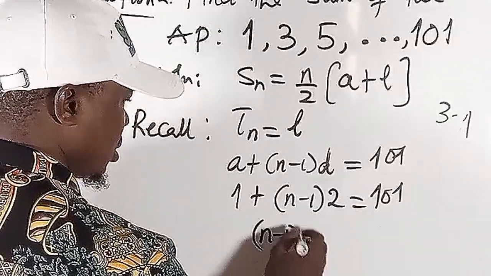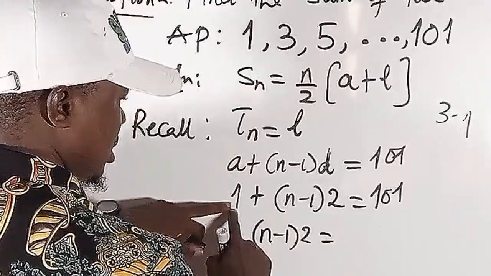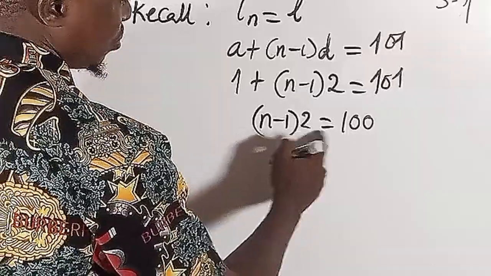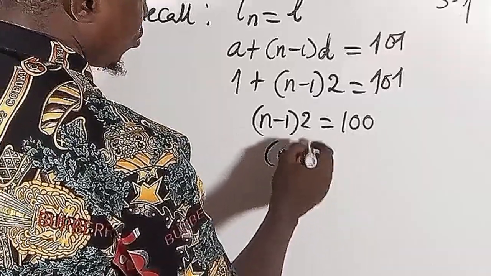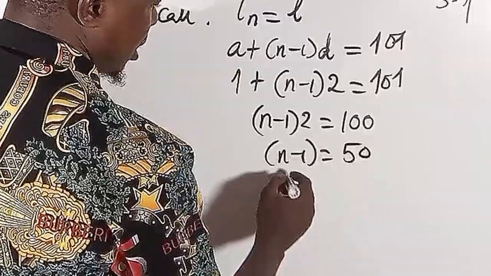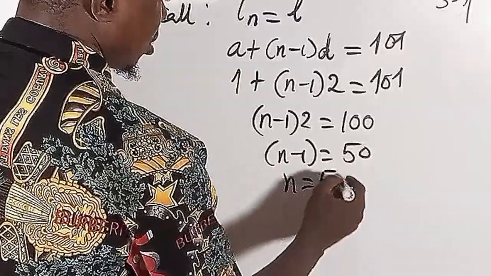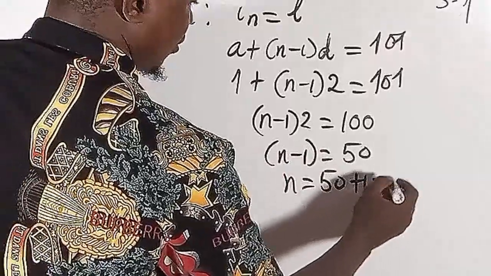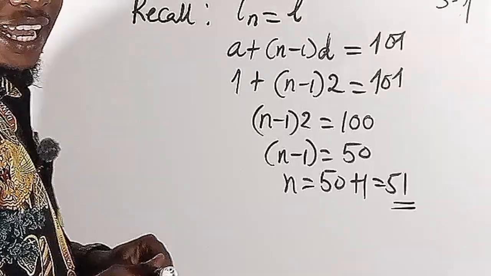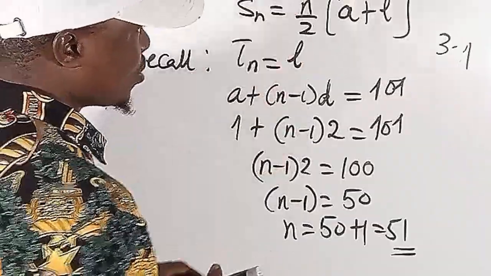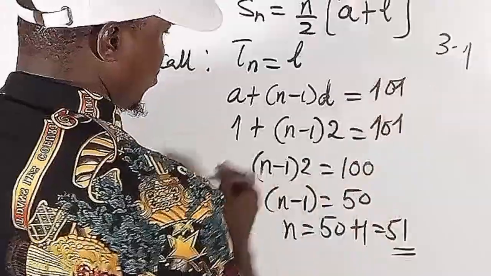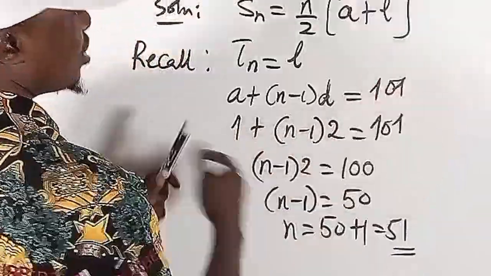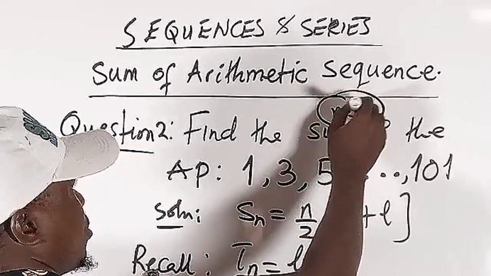Now from here, what are we going to do? We have N minus 1 times 2 equals, transposing the 1 to the other side, we're going to have 100. Then you divide both sides by 2. When you divide both sides by 2, we have N minus 1 to be 50. Then N is going to be 50, if you transpose this minus 1 to the other side, plus 1, then we are going to have 51. So therefore, the N we are looking for is 51. You understand? So that's what you're going to use.